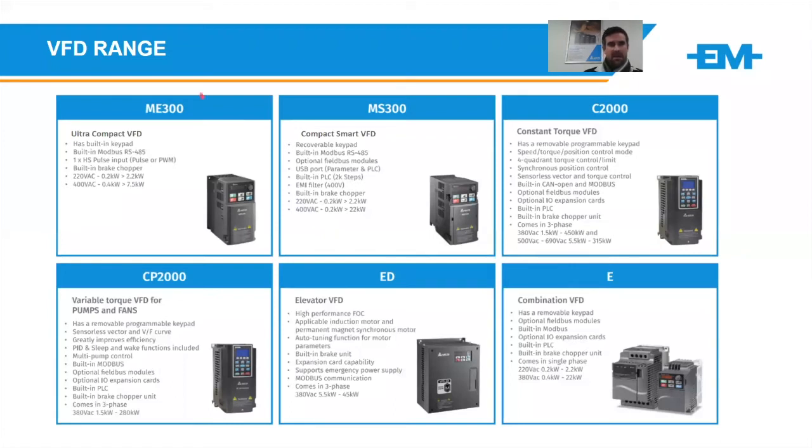Quickly, the ME is our entry-level drive, ultra compact and economically priced, single phase to 2.2 kilowatt and three phase to 7.5 kilowatt. The MS is its bigger brother, a little bit more intelligence built in, same range for 220 volt, and up to 400 volt, we go to 22 kilowatt. The C2000, we're actually going up to 560 kilowatt. Apologies for that, the slide is slightly out of date. That's for your heavy duty crushers, cranes, etc.